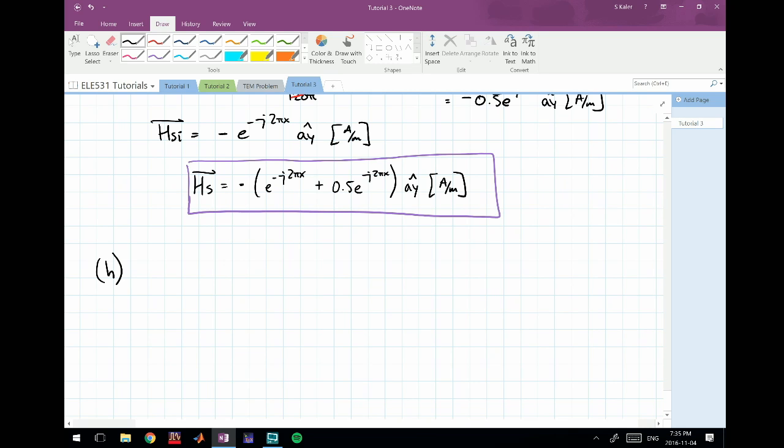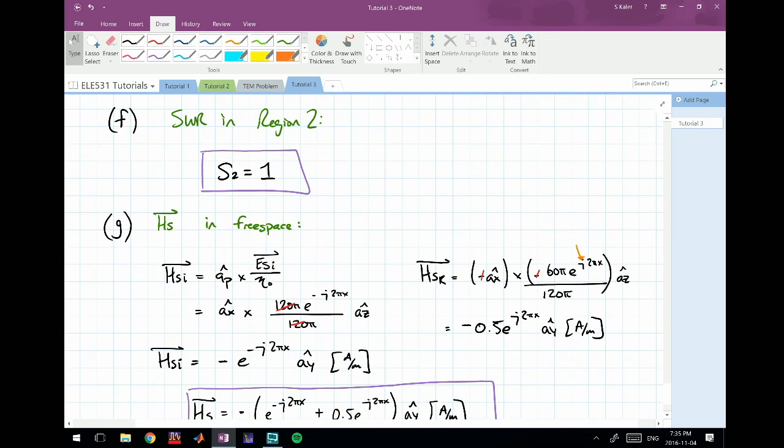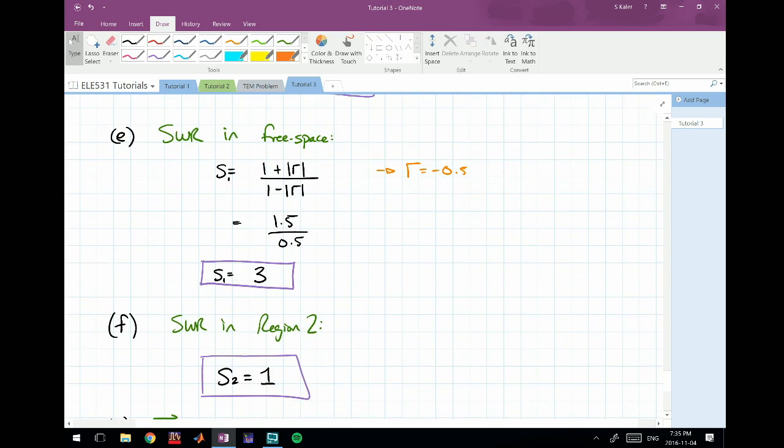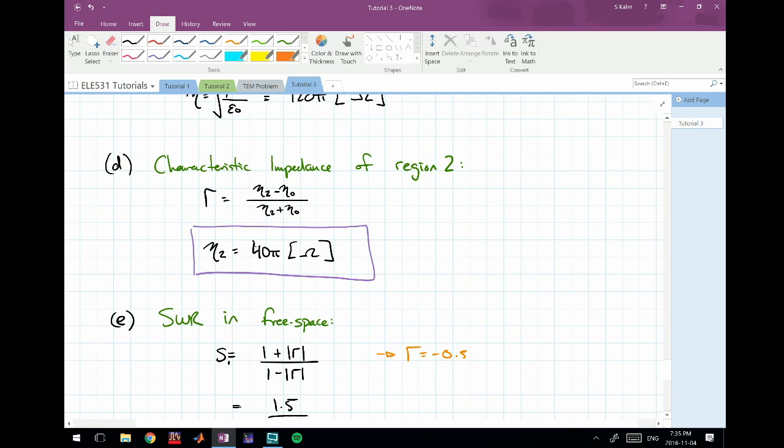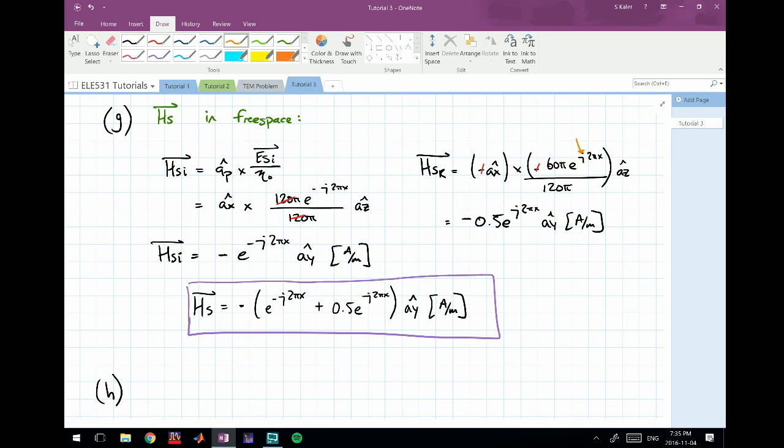There is one for going the other way. This is for going from H to E. If I want to go from E to H, the equation goes the opposite direction. So the cross product is actually HS times eta naught cross AP.